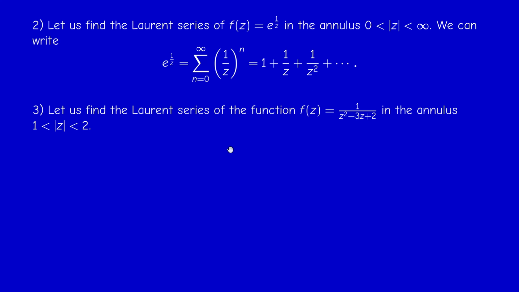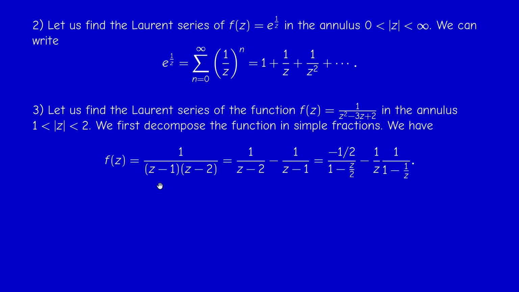Next example, let us find the Laurent series of this function, 1 over z squared minus 3z plus 2, in the annulus. This is a normal annulus, if you like. It's between the circles of center 0 and radius 1 and 2. The idea is, I think most of you will think of decomposing into simple fractions, and this is what we should do.